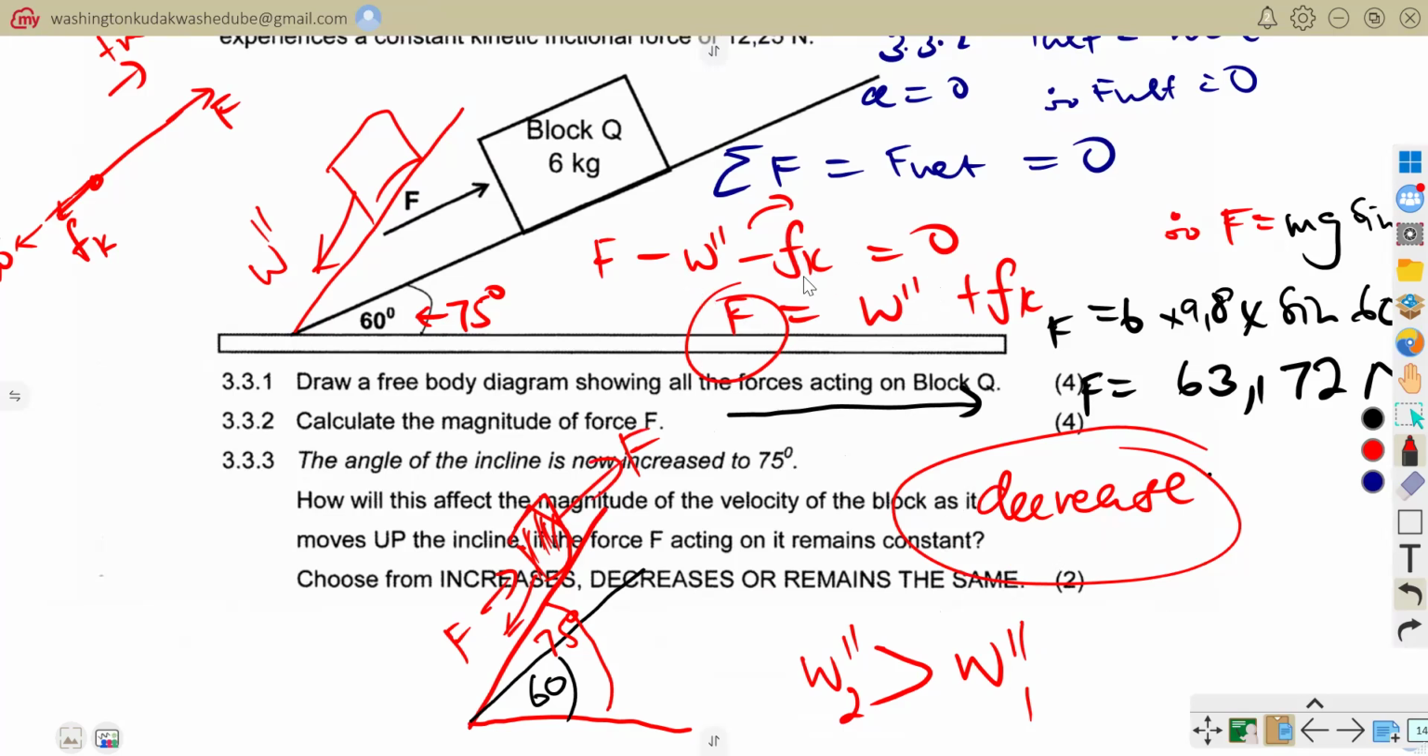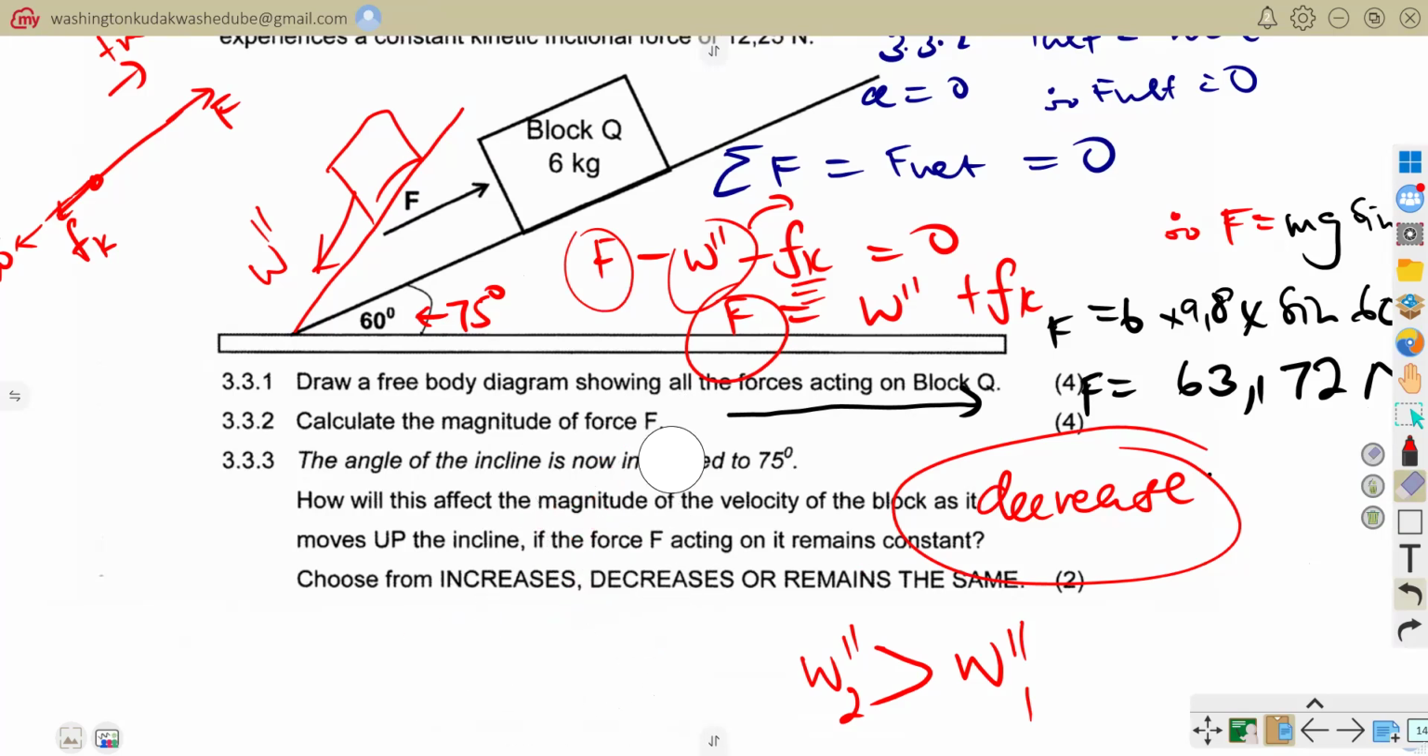So we can say that this frictional force, if it is going to remain constant, this will change and this remains constant. Therefore, it simply means that the net force would actually be less. So therefore, this would actually affect the velocity going up. So the velocity going up will decrease. The velocity going up will what? Will decrease. They said choose from increase, decrease, or remain the same.